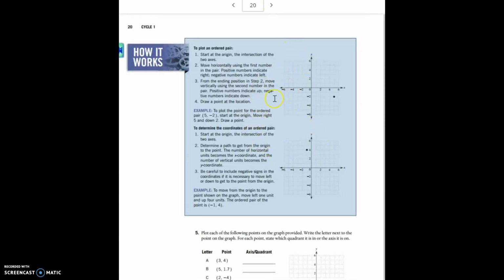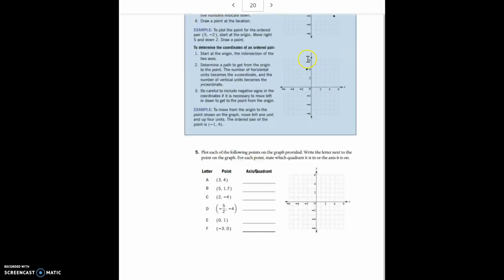All right, so here's some step-by-step directions to help you if you don't remember or if graphing's never been your thing. All right, and then I want you to go ahead and pause the video and go ahead and plot these points. So graph them in your book and then, if they're on an axis, put which axis they're on.